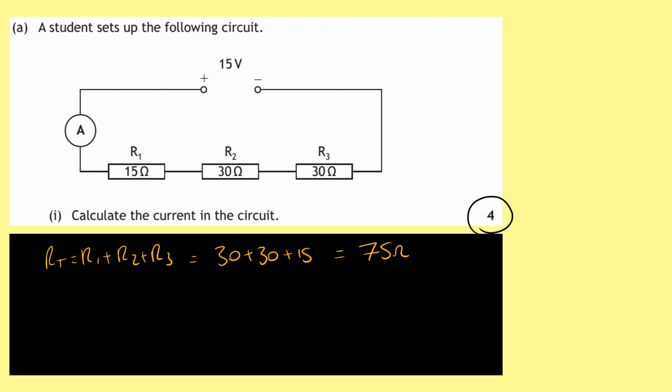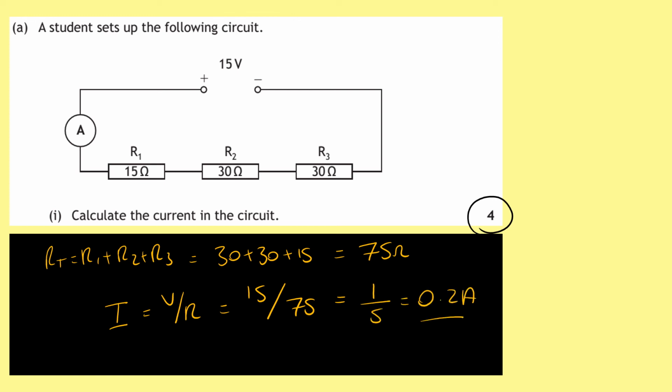Then we're using Ohm's law. I is equal to V over R. 15 divided by 75. We could work this out in our heads because 15 goes into 75 5 times, same as 1/5, which is 0.2 amperes.